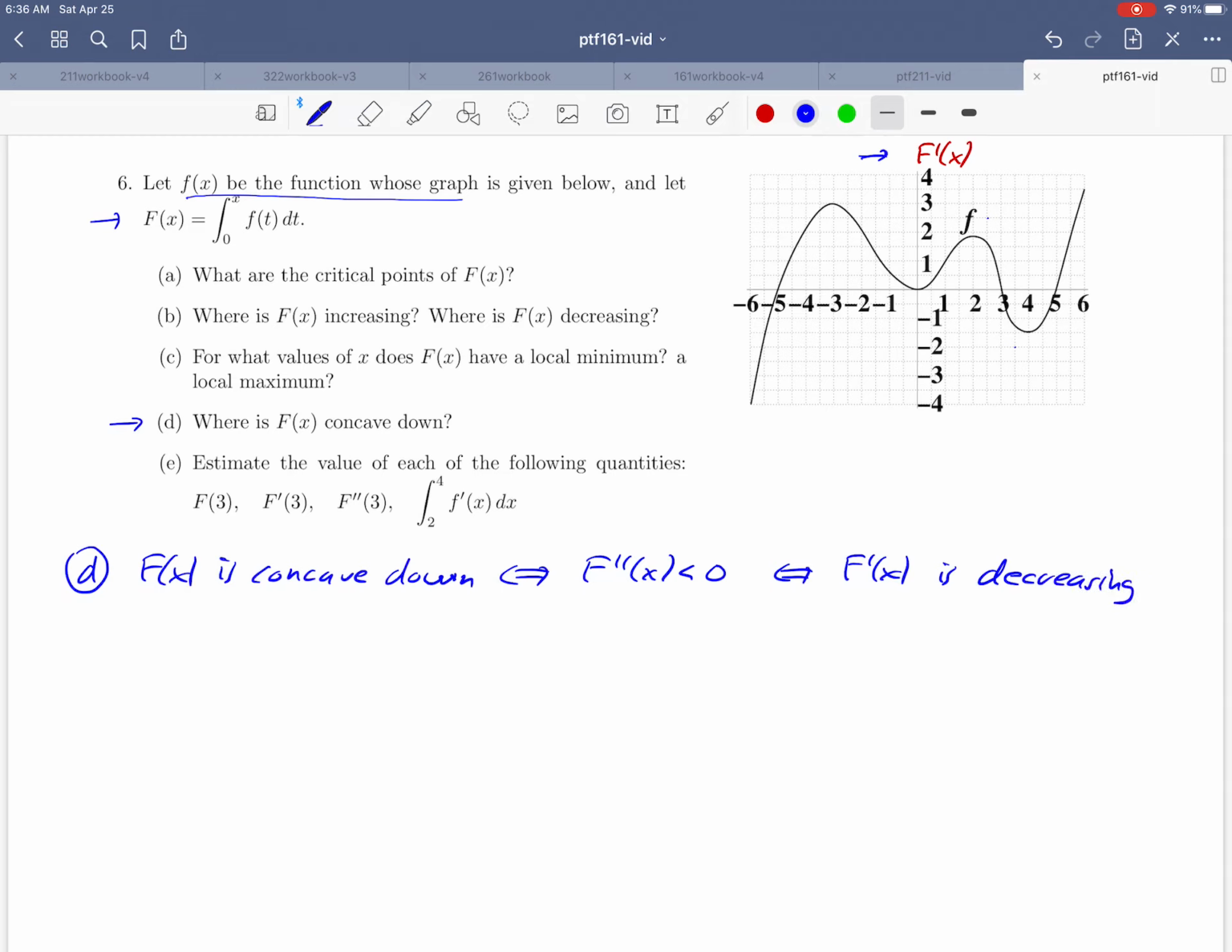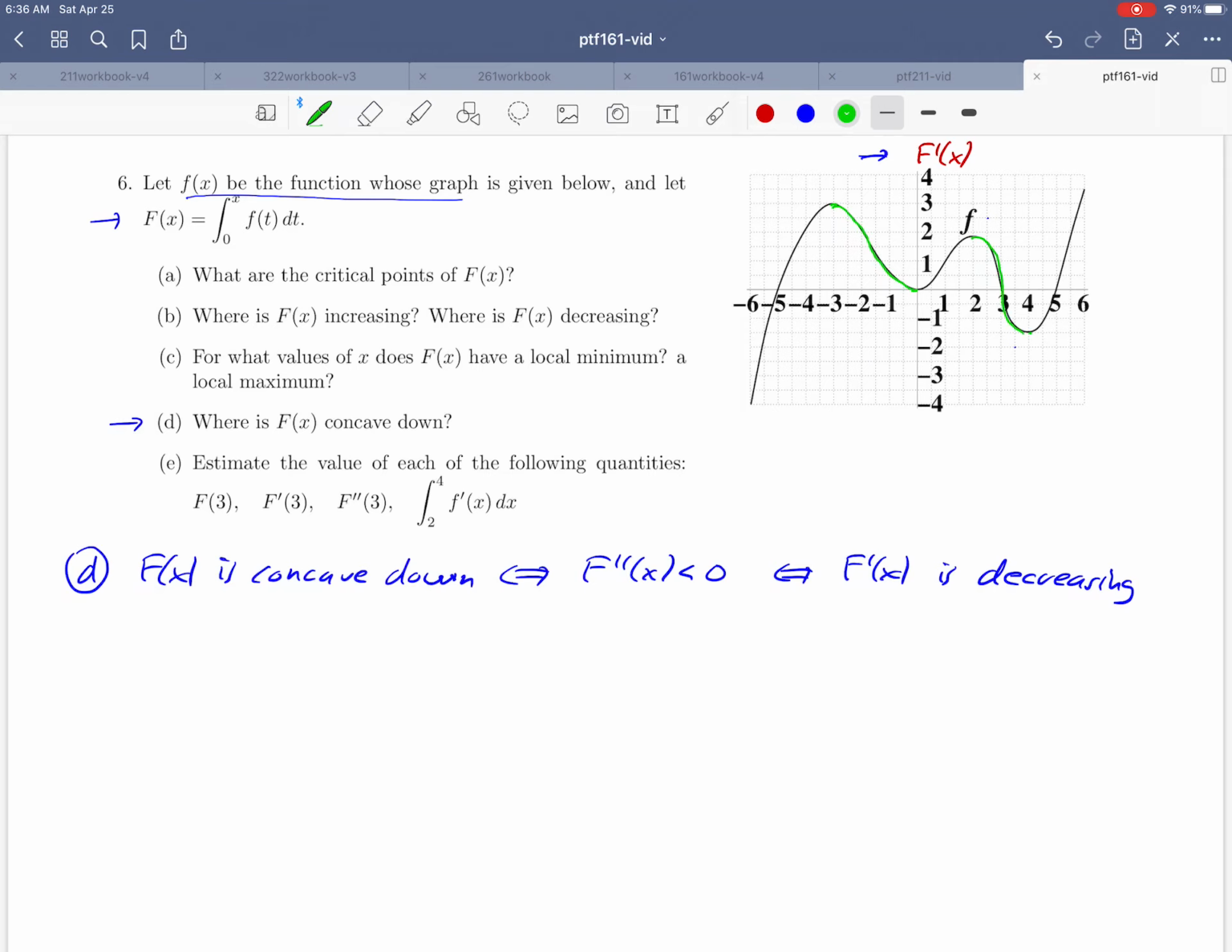So we can answer this question by looking at the graph of capital F prime of x, which we do have, and asking where is it a decreasing function? All right, well, let's see. I see a couple of intervals where that happens. So from here to here, our capital F prime is going down, and then again from here to there, from about 2 to 4.